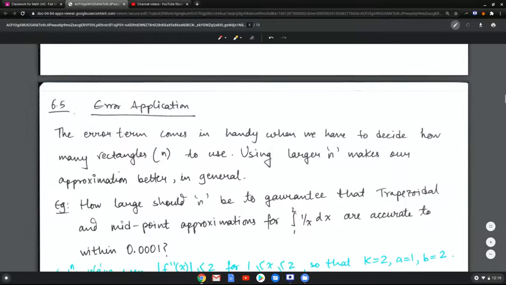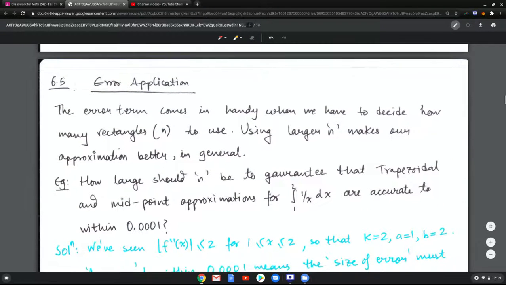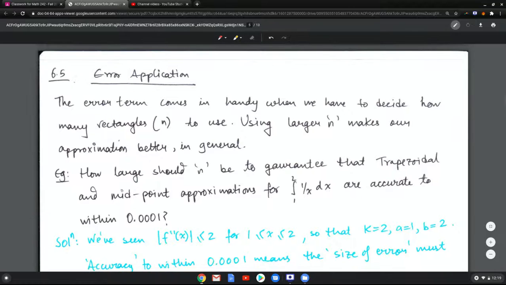Now, how is this useful? Well, it comes in handy when we have to decide how many rectangles to use. Because these integrals appear in physical applications, sometimes you may need an accuracy of a certain number of significant digits. You need a certain accuracy, which means you need to choose how well to approximate them. And that choice boils down to deciding how many rectangles to use. So let's understand this.